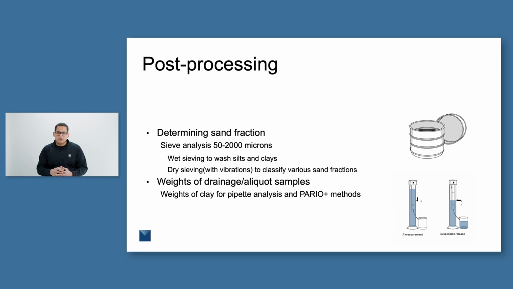So what we recommend doing is the sieve analysis. And usually the way I like to approach this is starting with wet sieving through a 53 micron sieve to wash away the silts and clays. And then I will dry that sample and then do a dry sieving process with vibrations to classify the various sand fractions. So with that, we'll have a stack of sieves of various sizes where we're vibrating that sample to have it pass through those sieves to get a measurement.